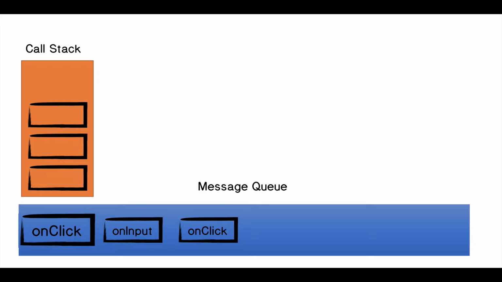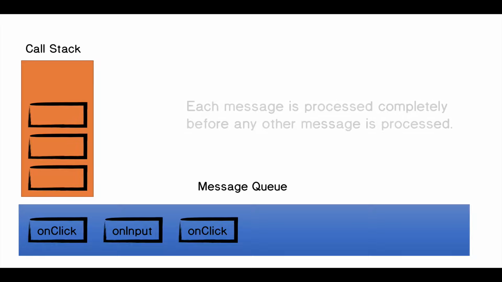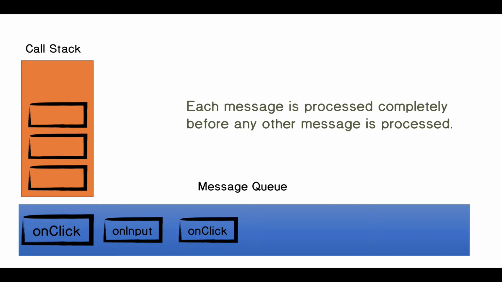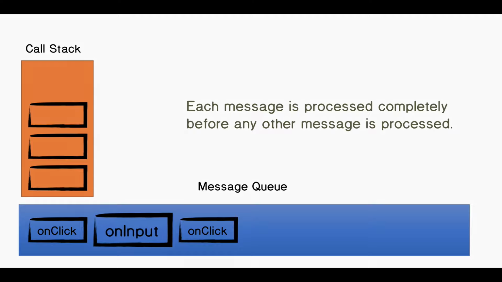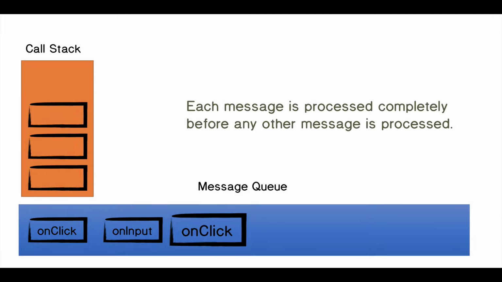So the first onClick there, the one to the left, is executed, and that means it uses this call stack to determine the flow of execution within that onClick. So what happens in this design is that each message is processed completely before any other message is processed, right? So that first onClick, that all gets processed using the call stack, and then once that is finished, then we do the onInput, get that all done, move to the next onClick, and so on. So we just go queue entry by queue entry in this queue.